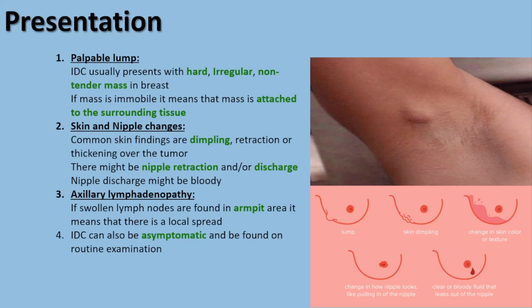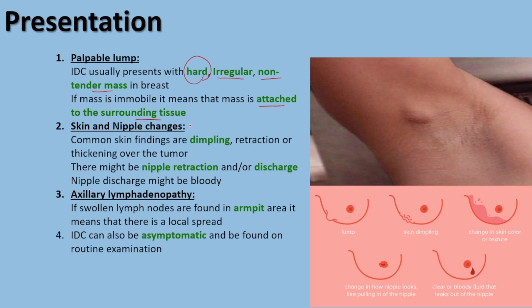Now, what are the presentations in case of invasive ductal carcinoma? We can have a palpable mass, and the mass is going to be hard, irregular in shape, and non-tender in nature. And if the mass is immobile, if the mass is not moving through the breast tissue, it means that the mass is attached to the surrounding tissue of the breast.